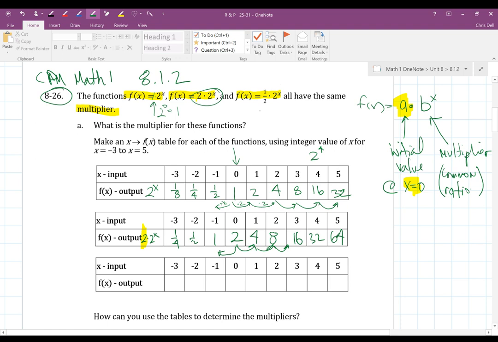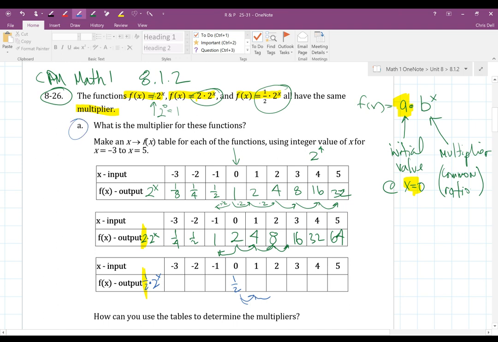So here's the last one, 1/2. The function is 1/2 times 2 to the x. So my initial value, my 0 term, is 1/2. So I'm going to put a 1/2 in where x equals 0. And then again, your common multiplier is 2.